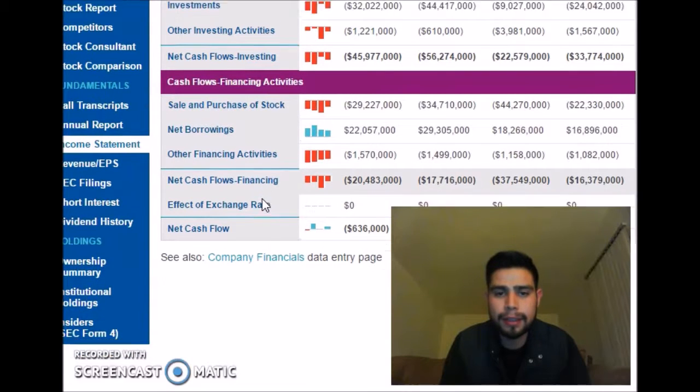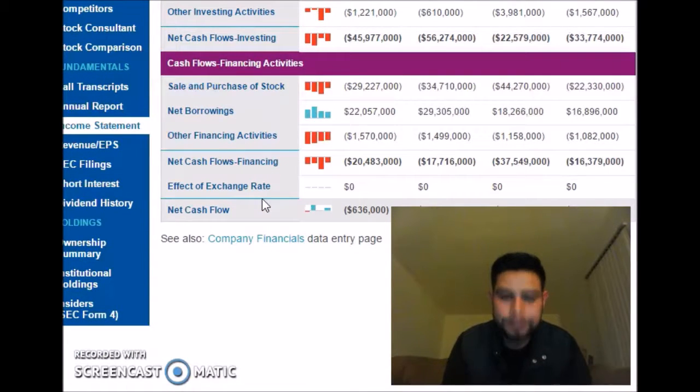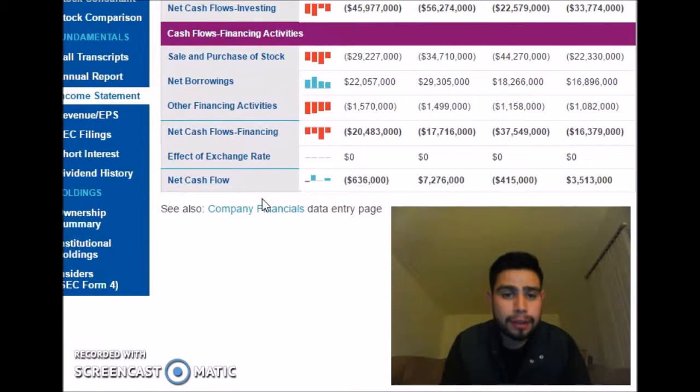The cash flow financing activities, sale and purchase of stock. They have more stock in 2015, and the net borrowings are low in the last year. And other financial activities, we have more financial activities in 2016.